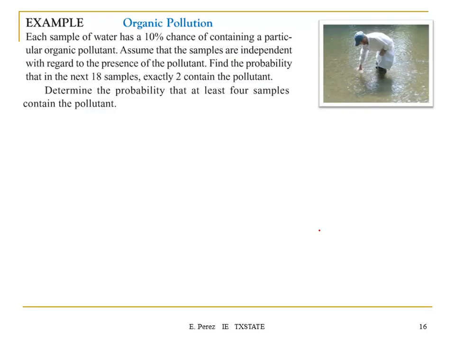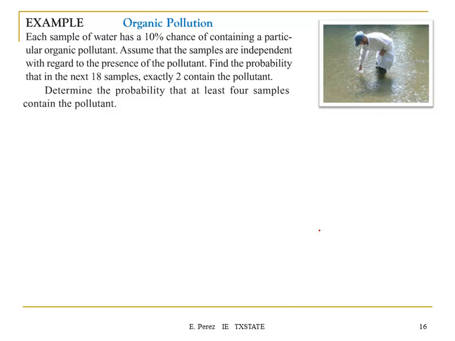Okay, so here we have a pollution example. I know some of you are environmental engineers, so I think this example will be of interest. Water has a 10% chance of containing a particular organic pollutant. Assume that the samples are independent with regard to the presence of the pollutant. Find the probability that in the next 18 samples, exactly 2 contain the pollutant.